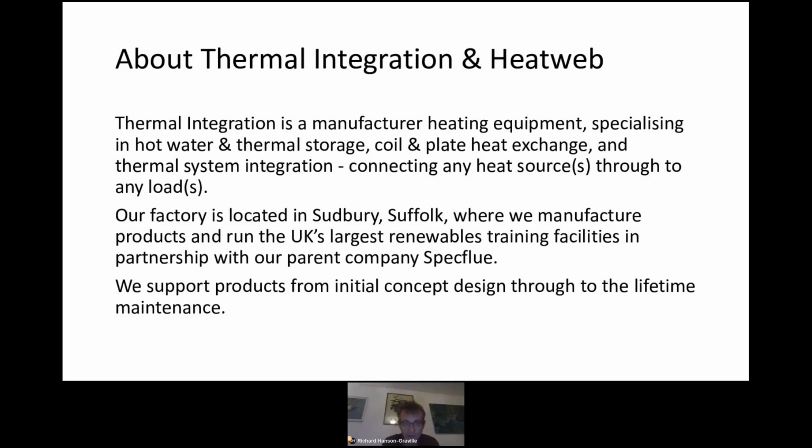We've got a factory in Sudbury in Suffolk where we manufacture the products, where we've also got the UK's largest renewables training facility, which we run with our parent company SpecFlu. We support products from the initial concept design all the way through to the end of life cycle. So we're still supporting systems 34 years old.